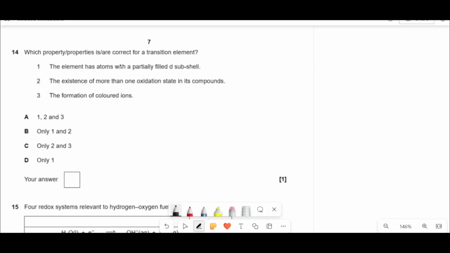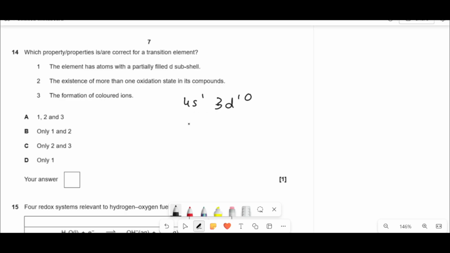So then it says, what properties are correct for a transition element? This one actually makes me want to put a bullet through my head sometimes, low-key. The amount of times I ask, what makes a transition metal element? They're like, oh, partially filled d subshell. Right, but if we look at copper, for example, that's 4s1 3d10. That's a fully filled d subshell. So does that mean copper's not a transition metal?